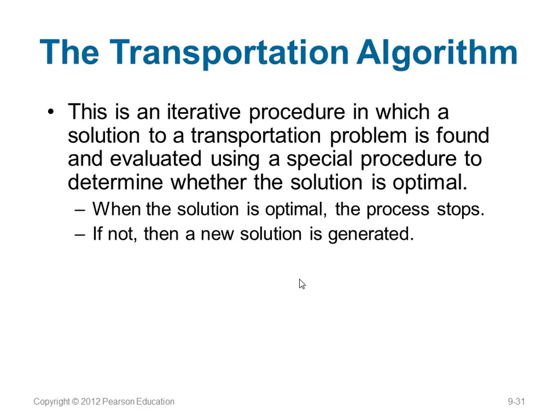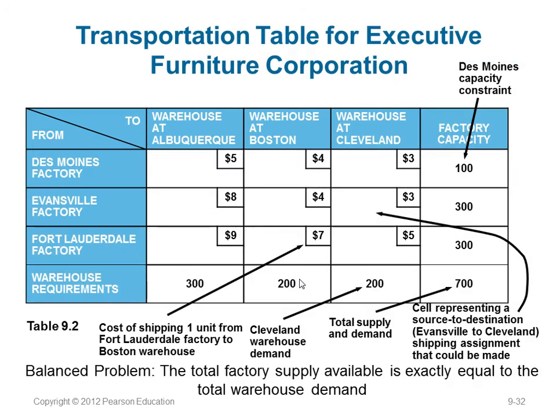Next one is called the transportation algorithm. The transportation algorithm is an iterative procedure which is used to solve the transportation problem. And then you want to find out whether the solution is optimal or not. If the solution is not optimal, then you need to continue. You need to try to find something else. If it is an optimal solution, then we can stop.